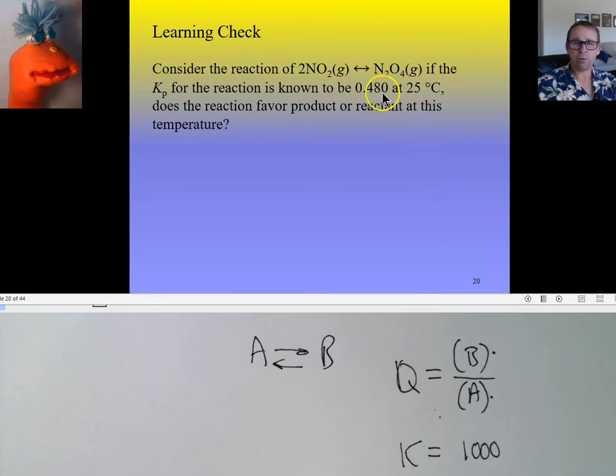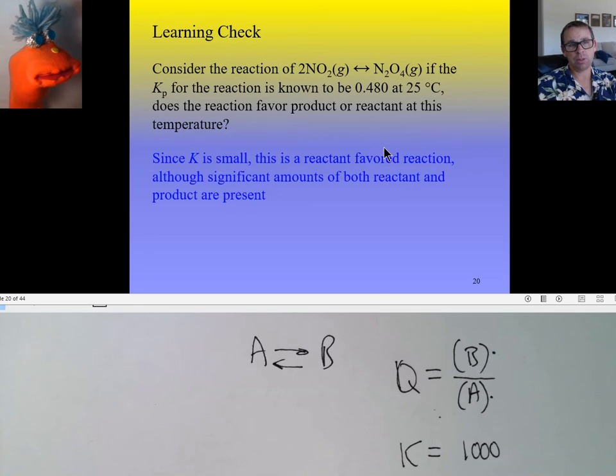Now, it's not very far from 1. It's kind of close to 1. What did we say at 1? Oh, at 1, then reasonable amounts of products and reactants were around. That's right. So, we kind of have to see here that we're at 0.48, so we're going to have a reasonable amount of both, even though reactants are going to be predominant.